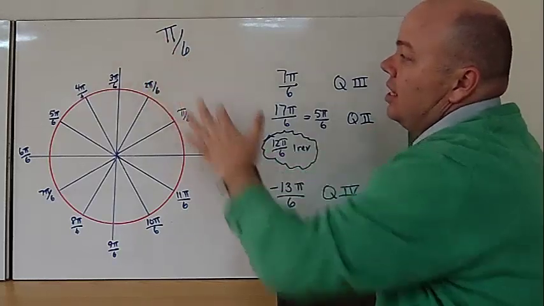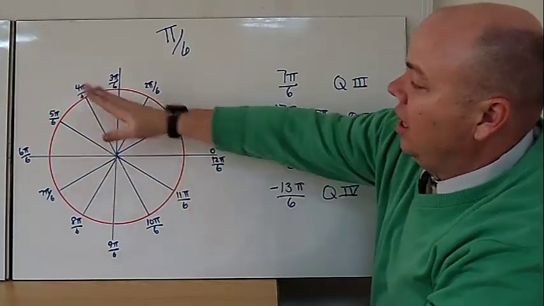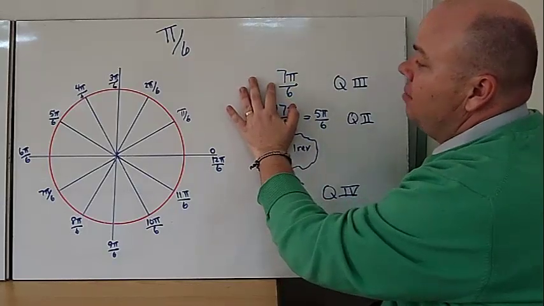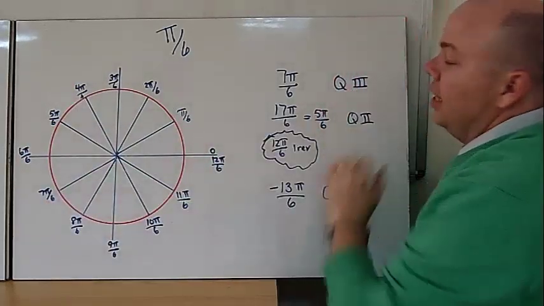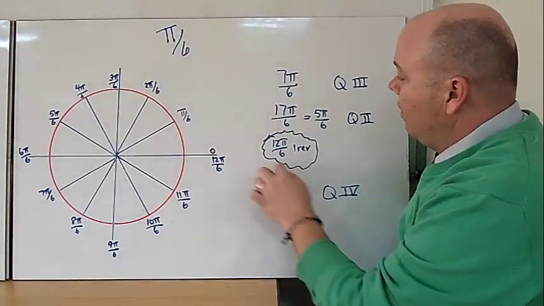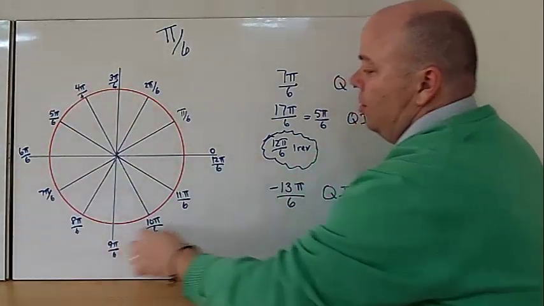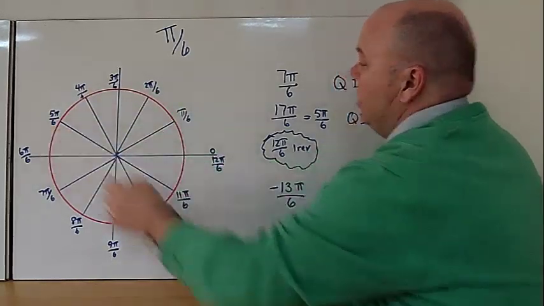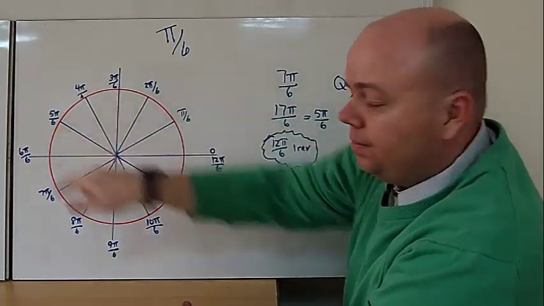Similarly with pi over 3, pi over 6 breaks a half circle into 6 chunks. 1, 2, 3, 4, 5, 6. And breaks the whole circle into 12 pieces. So if I was looking for 7 pi over 6, 1, 2, 3, 4, 5, 6, 7. 7 pi over 6 is in quadrant 3. 12 pi over 6 is 1 revolution. So if I was looking for 17 pi over 6, 1 revolution is 12, 13, 14, 15, 16, 17. So it's exactly the same as 5 pi over 6, which is in quadrant 2.